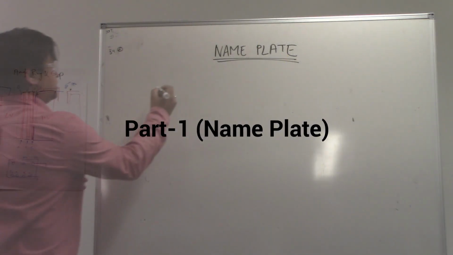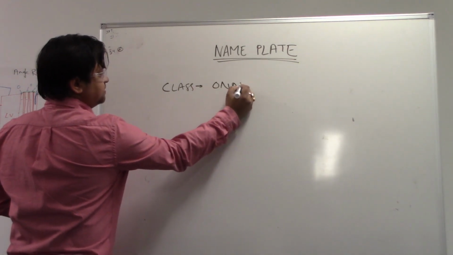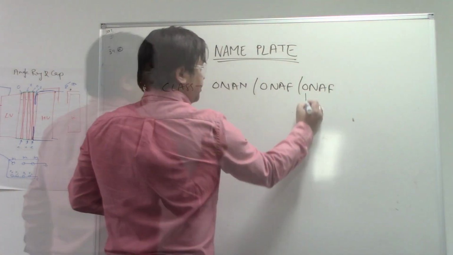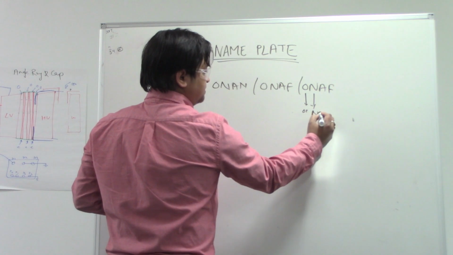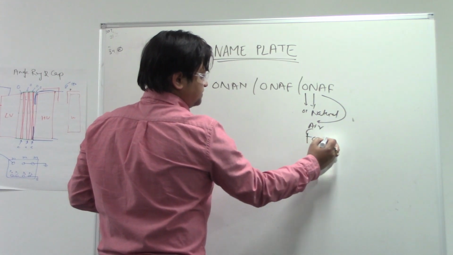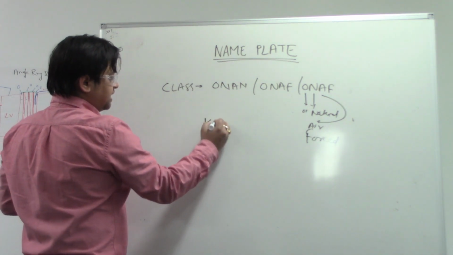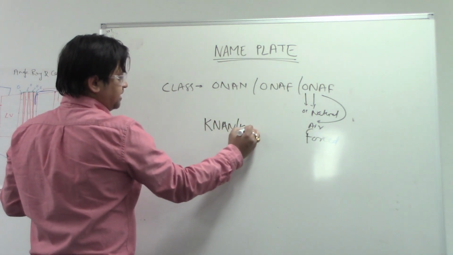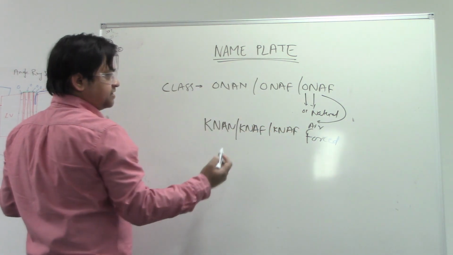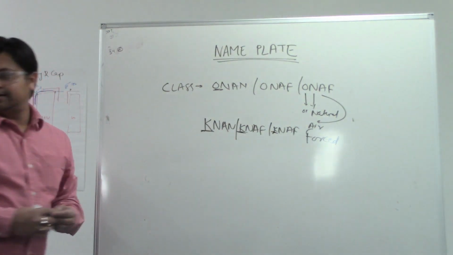Let's recap. What is class? We have ONAN, ONAN, ONAN. So oil, natural, air, forced. Similarly, whenever we have an FR3 unit, we have KNAN, KNAN, KNAN. So whenever we have FR3 oil, instead of O we use K. So that is one thing.